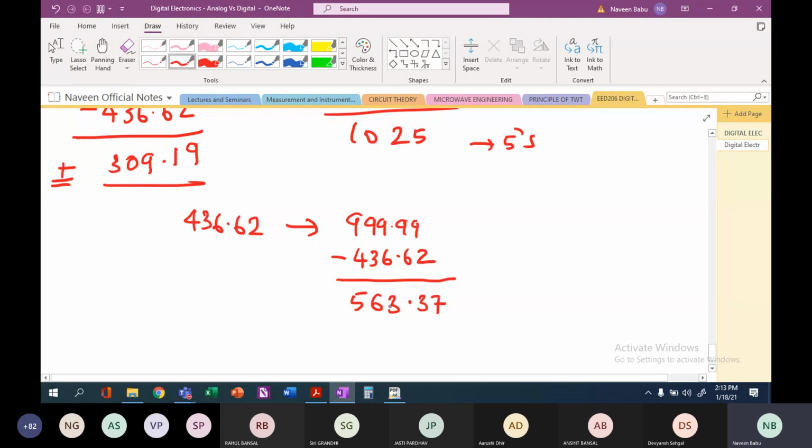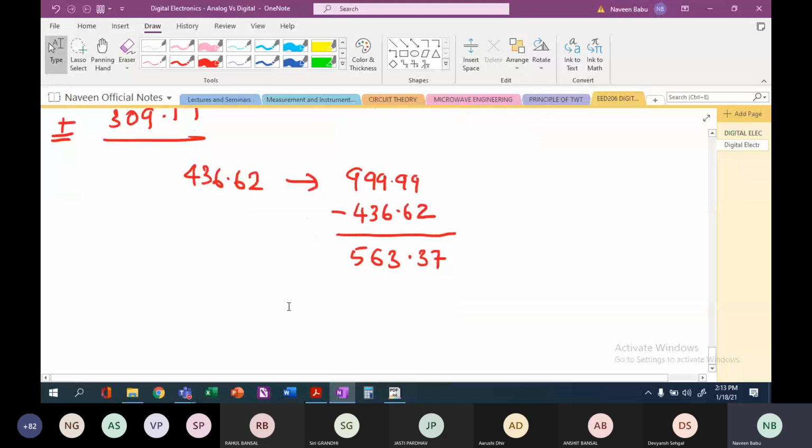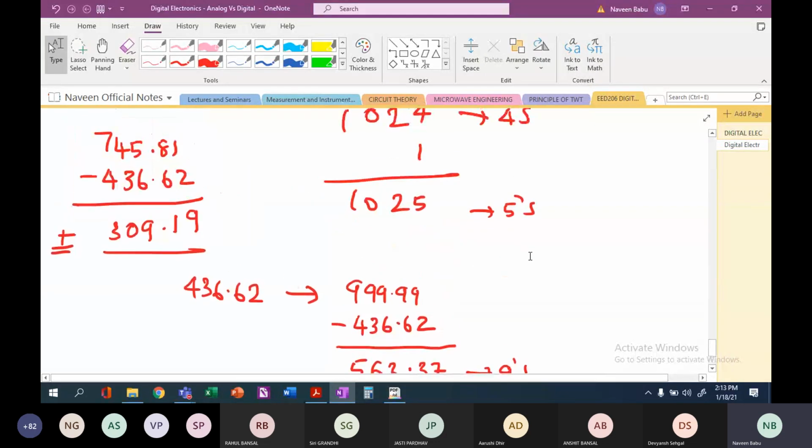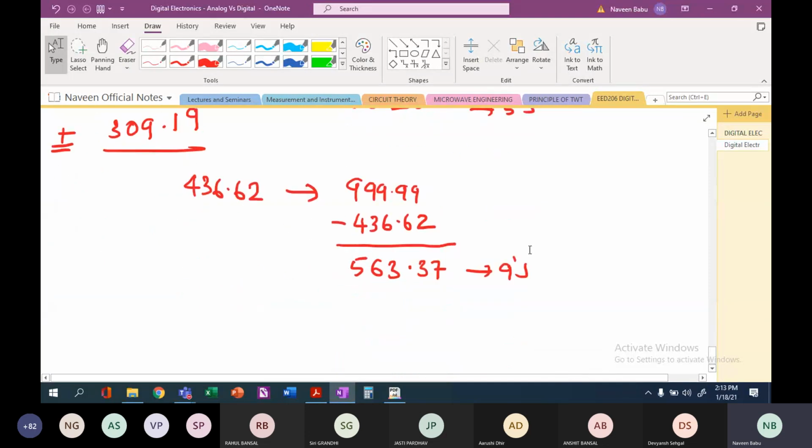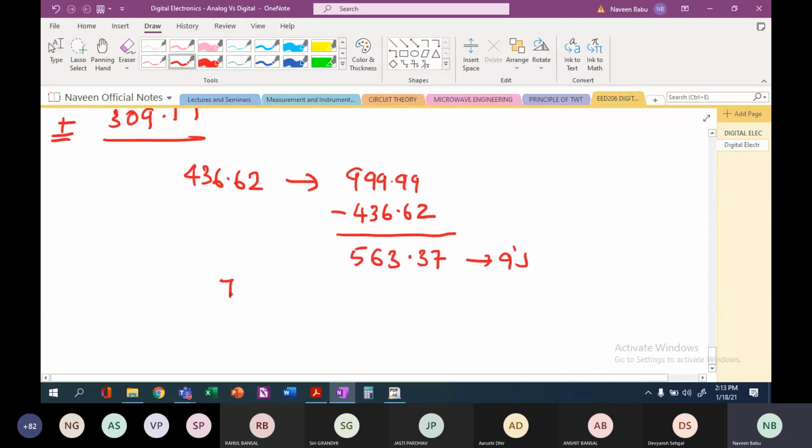Now what I do, so if I'm doing 9's complement, this is the 9's complement. All I need to do is add this particular 9's complement with the original number. What is the original number? 745.81. So 745.81 is the original number and the 9's complement number is 536.37. Okay.